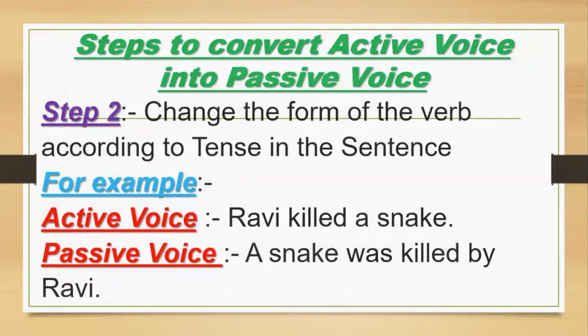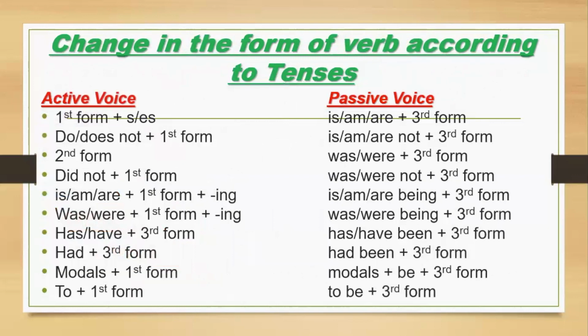Okay. Next, change the form of the verb according to tense in the sentence. We have to change the form of verb, that which tense is used in active voice sentence. According to that, we have to change the verb also. For example, Ravi killed a snake. Here second form is used and second form is changed by was plus third form of verb. A snake was killed by Ravi. So there are many rules that we will learn. So these are the rules that you have to remember. These are the main part of the voice.